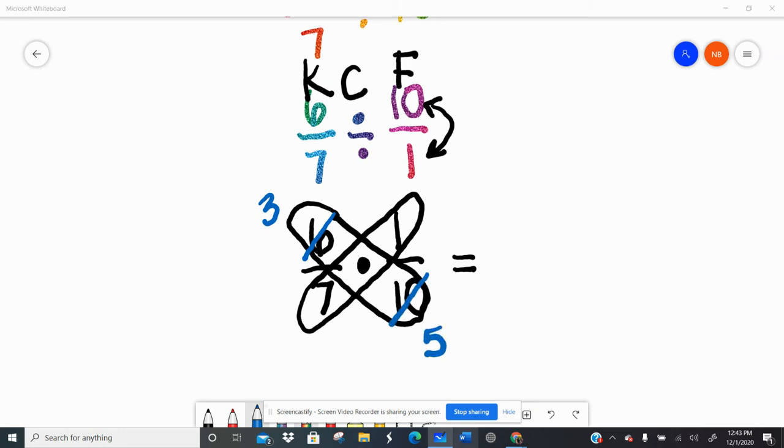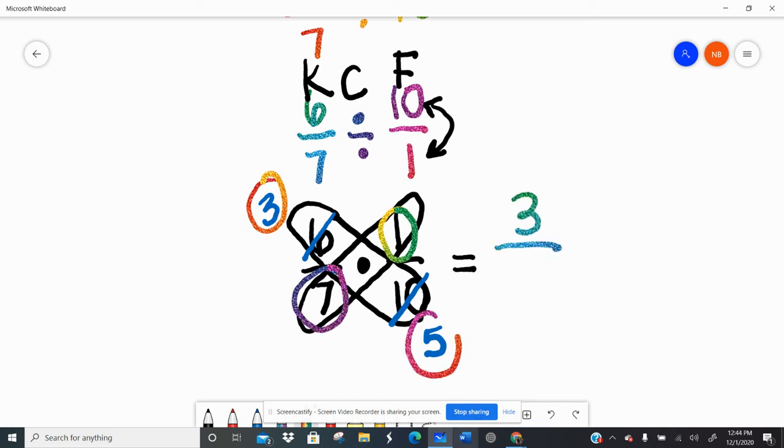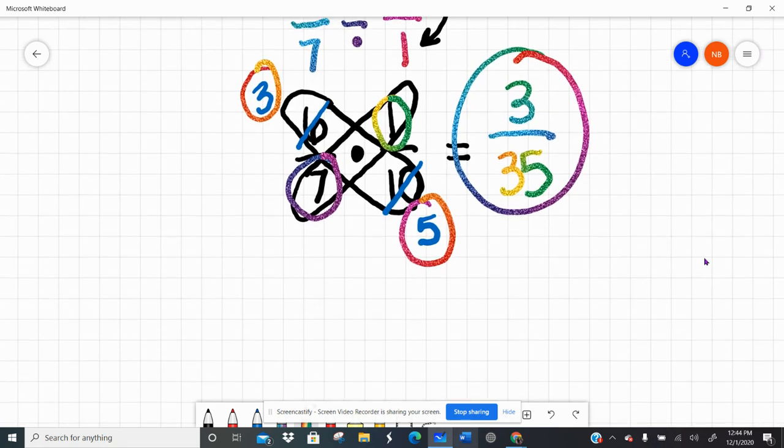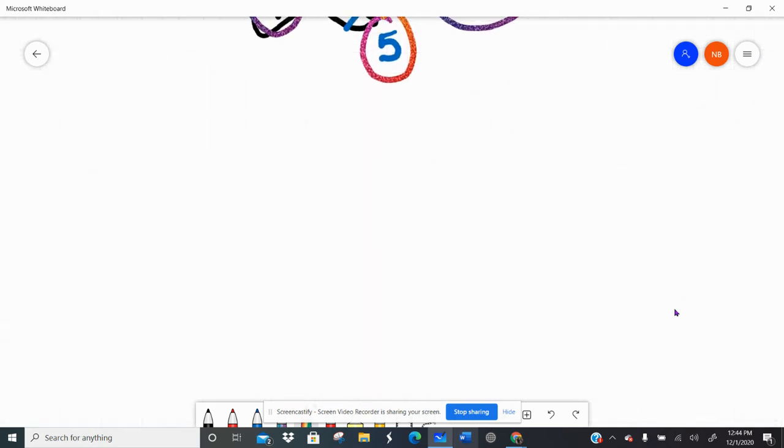Okay, so now I multiply top times the top, bottom times the bottom. So 3 times 1 is 3, and 7 times 5 is 35. And then I can't simplify that because 3 is a prime number and does not go into 35, so boom, I'm done. Okay, so that's a fraction divided by a whole number. So now let's look at the kind of the hardest part, right? We want to do a mixed number divided by a mixed number.